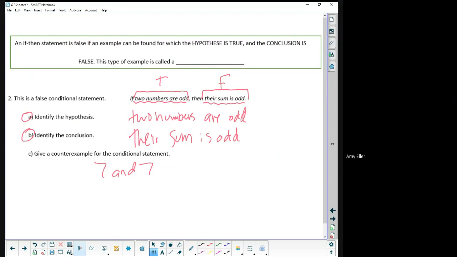Very good. You could say a ton of things. You could say 9 and 3. Those are both odd, but their sum is not odd. So your counterexample is just the two numbers that are odd. And when you look at those two numbers, you notice, oh yeah, their sum is not odd, so that's a counterexample.